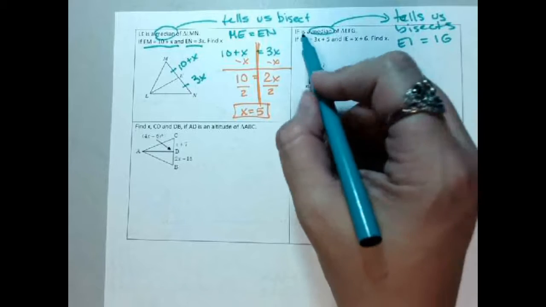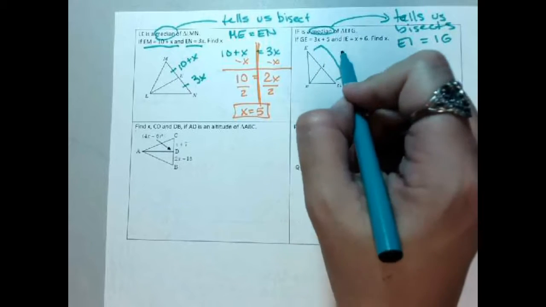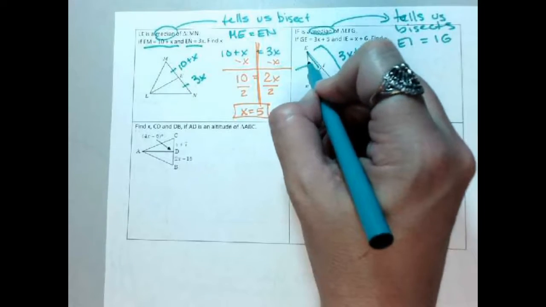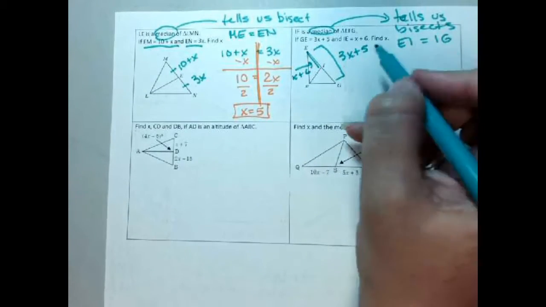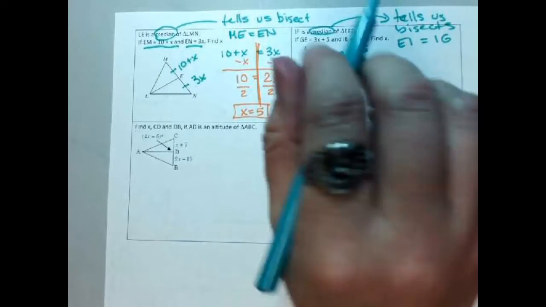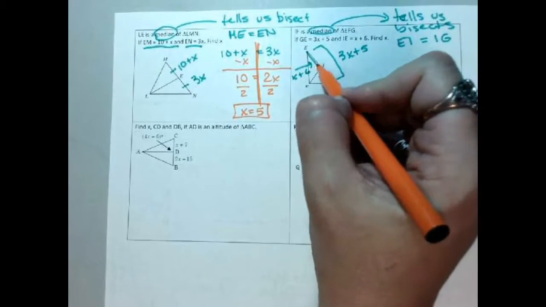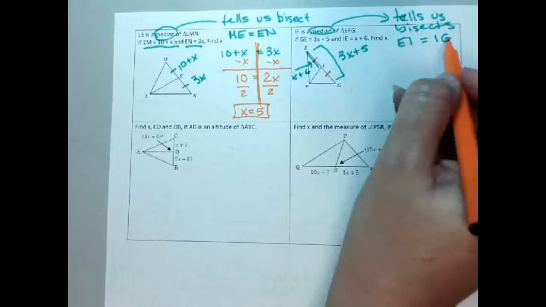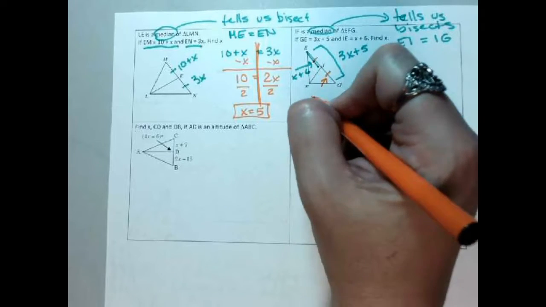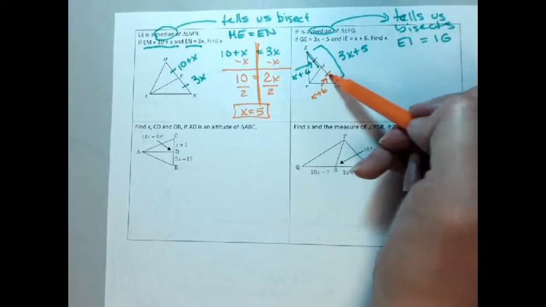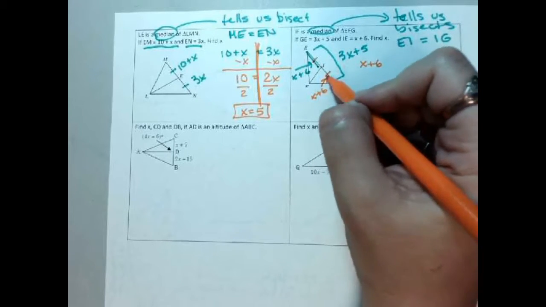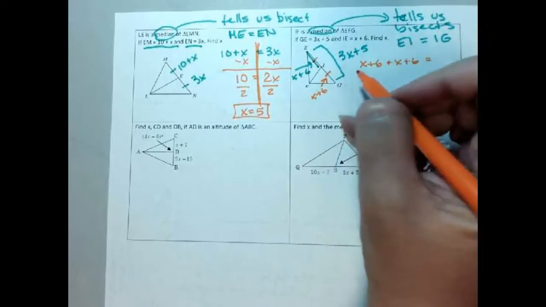So then it tells me here GE, the whole thing, is 3X plus 5. And it tells me IE, that's this part here, is X plus 6. And we want to find X. Well, is this little part equal to the whole thing? No. But this little part here, I know, equals this part. That's what we said right here. This part equals this part. So if this is X plus 6, this is X plus 6. And then these two parts add up to the big part. So I've got this part, X plus 6, plus this part, X plus 6, equals the whole thing, 3X plus 5.